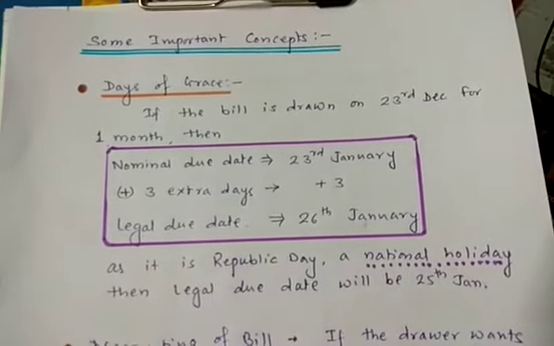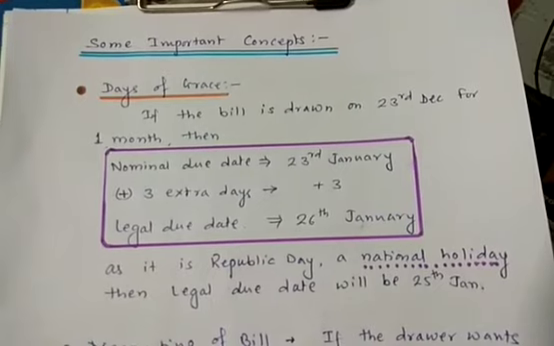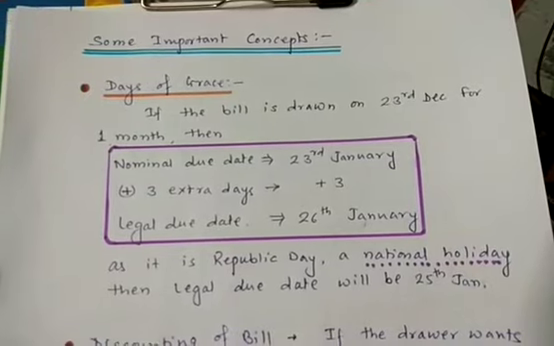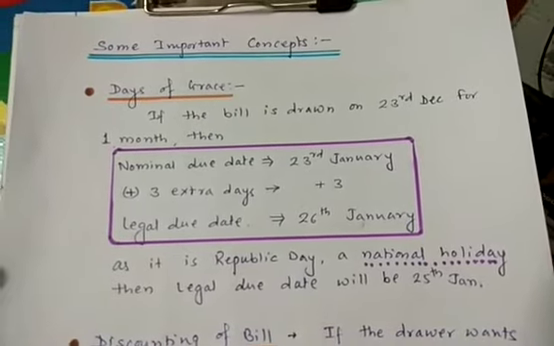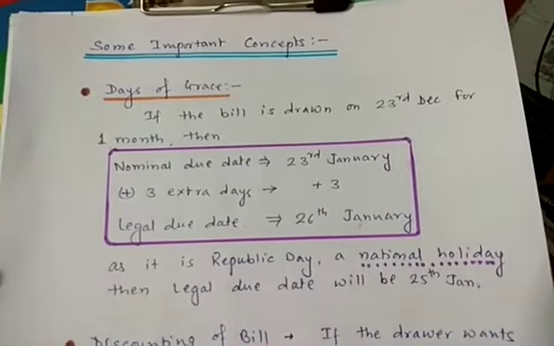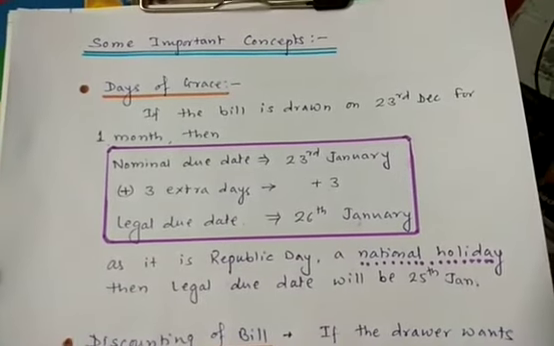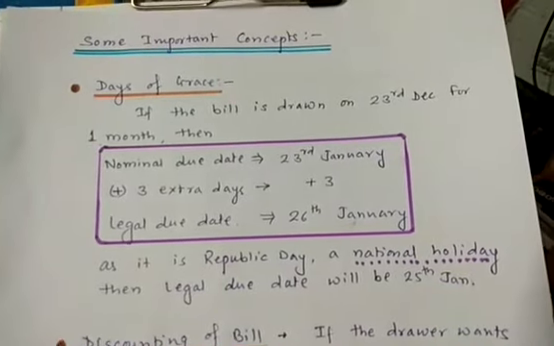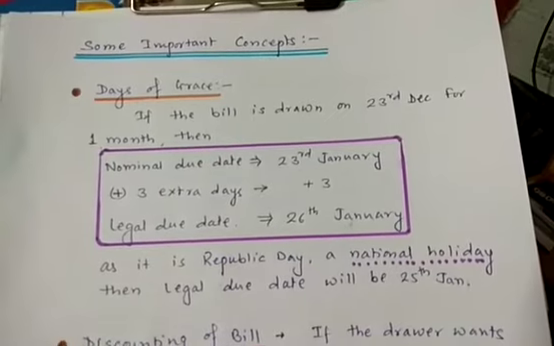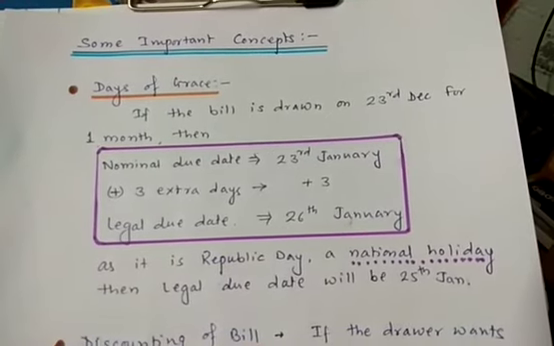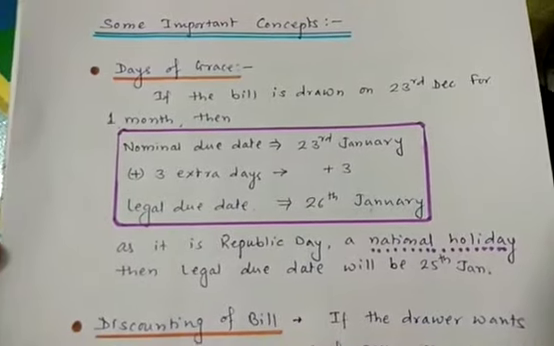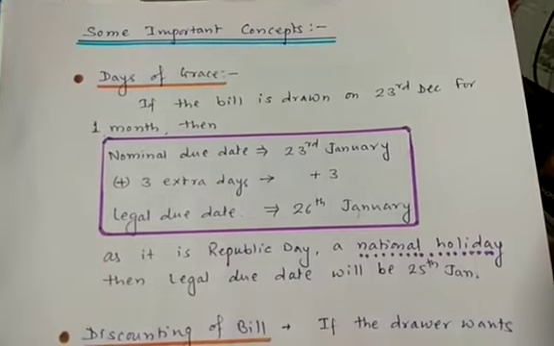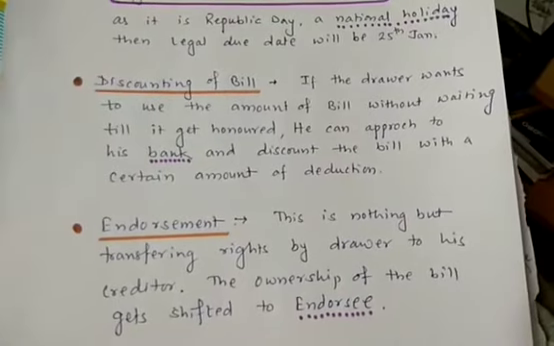Let's take an example. Suppose the bill is drawn on 23rd of December for a period of 1 month. That means after 1 month, that is 23rd January, the nominal due date comes. If you add 3 extra days, the legal due date will be 26th January. This is the legal due date. On that particular date, the drawee has to make the payment. But here, 26th January is Republic Day, a national holiday. So in any such case, when a national holiday comes, the bill will be paid a day earlier, that is, on the previous working day.